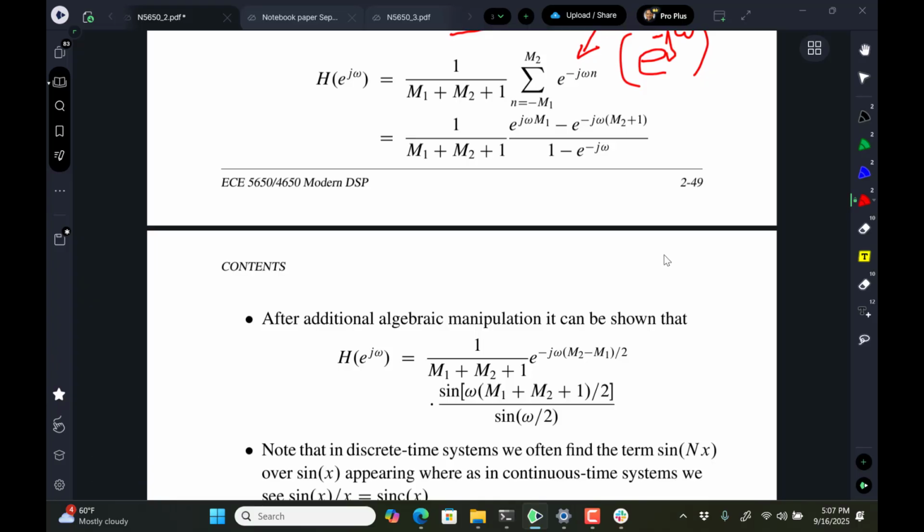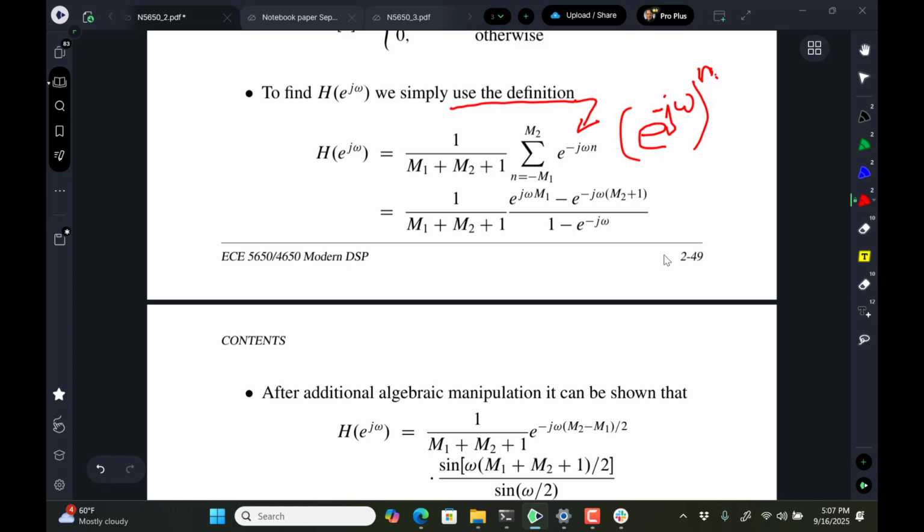We could pause for a moment, but I don't know. Do you have any problems with this? Something just hits me when I look at it. I'd say the denominator has 1 minus e to the minus j omega. And what happens if omega happens to be equal to 0? I get 1 minus 1, and now I have 0 in the denominator.